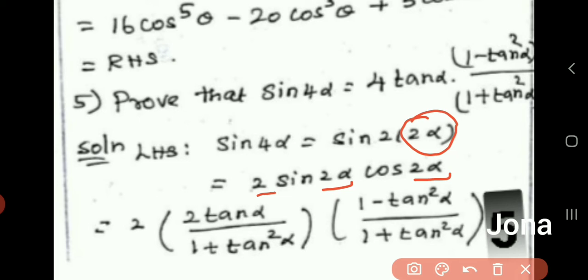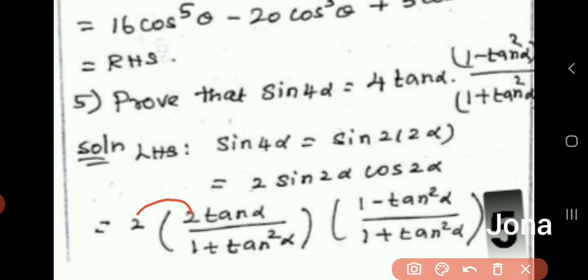And then 2 into, for this sin 2 alpha in terms of tan, because the answer is in terms of tan only. So I want to substitute the identity in terms of tan. For sin 2 alpha, we have the trigonometrical identity 2 tan alpha divided by 1 plus tan square alpha. Likewise, for this cos 2 alpha also we have 1 minus tan square alpha divided by 1 plus tan square alpha. Okay, and then I can multiply this 2 and 2 as 4.